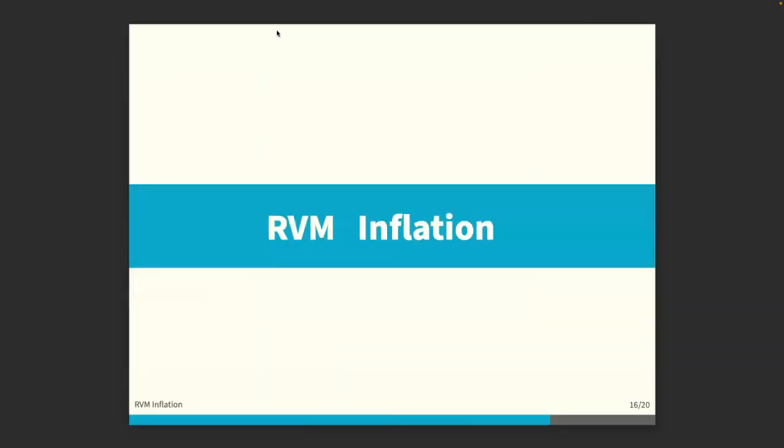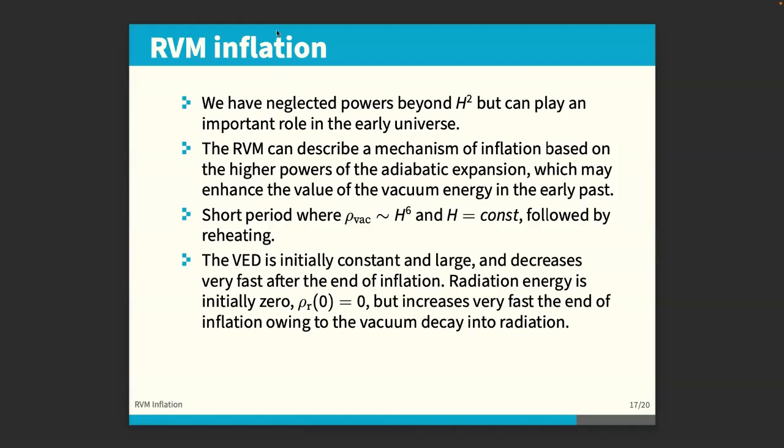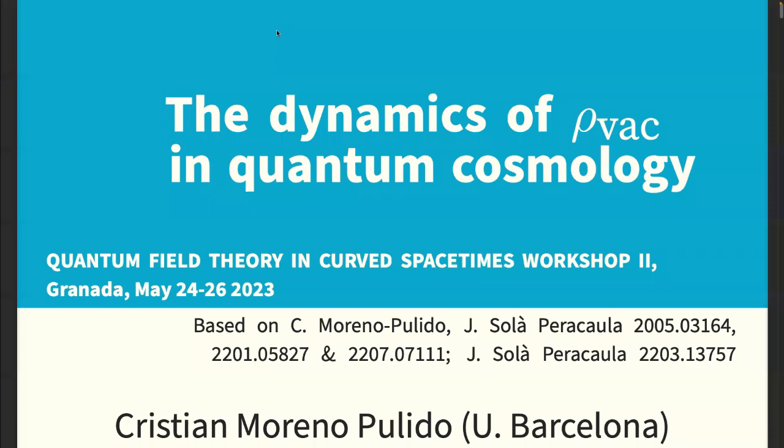I have more time. I just want to mention one more thing. Just let me mention that in the previous expansion, there are bigger powers of the Hubble function that I forgot about. Just let me say that they may play a role in the early universe, in the sense that they can enhance the value of the vacuum energy density in the past. So a tentative idea is to think about a possible mechanism of inflation based on these high powers of the Hubble function present in the expression of the vacuum energy density. But well, for the moment, it's just a tentative idea. We have to develop these ideas more and do a more complete work on this.